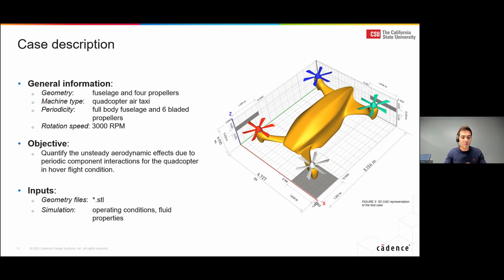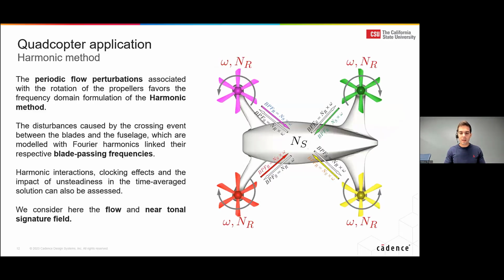As an engineer, I am given the geometry files. In this case, there are STL geometry, can come from OnShape, for example. And then I'm also given the operating conditions of this aircraft. In this case, here is going to be hover flight. But how to apply the harmonic method to this configuration?